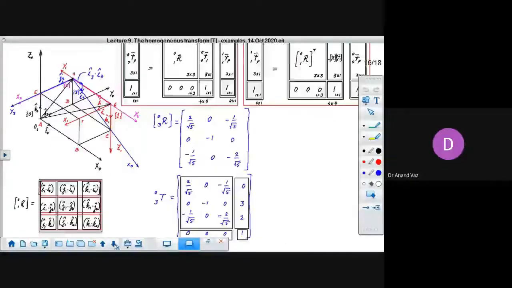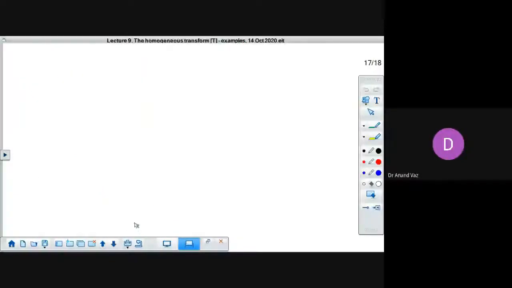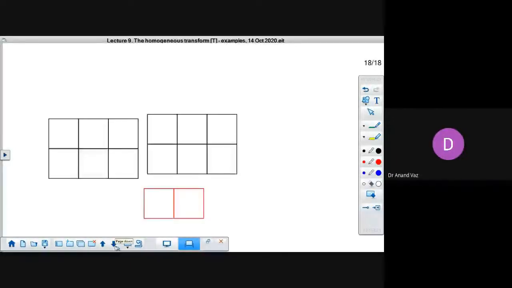Then we proceeded with constructing the homogeneous transform for a little more complicated case, and we completed that example. In today's example, we will proceed a little further. We'll see what we can actually do with the homogeneous transform. I have taken some boxes which I have prepared beforehand, and I'm going to make use of them.